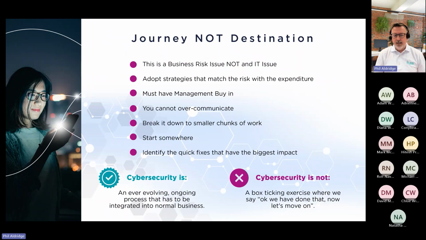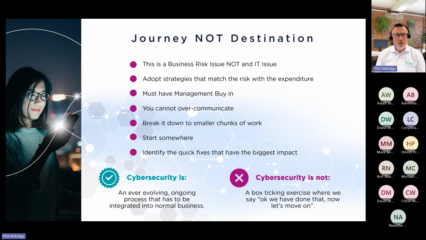It's important to understand that cyber security is not just something you do and it's finished. It's a journey, and you have to break the whole project down into smaller parts, start with something that you can manage and then add more bits on. Very important to understand that this is a business risk issue. Cybersecurity is not an IT issue.